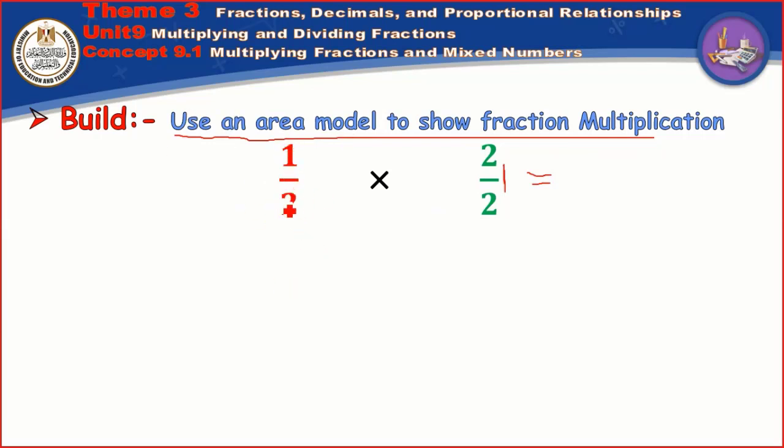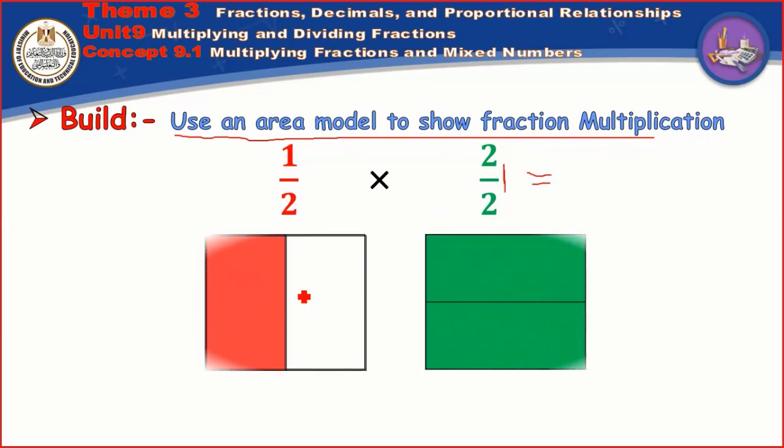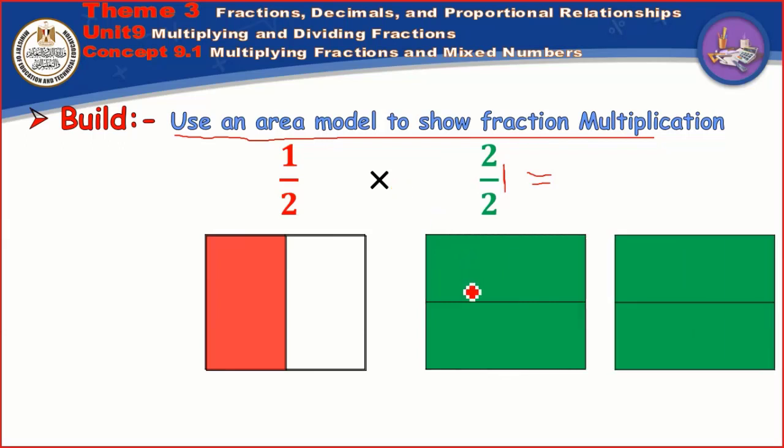First fraction, half. Can you represent half as a model? Yes. Half means two parts and I color one part with red. And 2 over 2 is one whole. I will divide it into two parts and color all of them. Now, how can we multiply? First, I will put the models on each other. Wow. Now, how many parts do I have? One part, two parts, three parts, four parts.